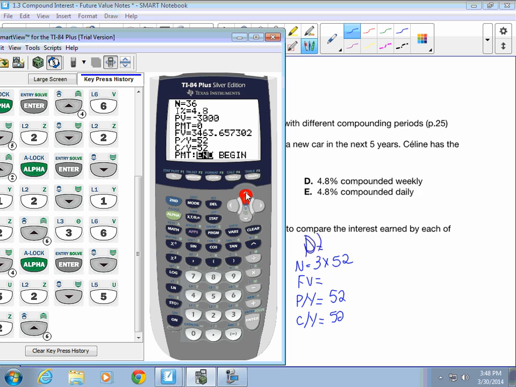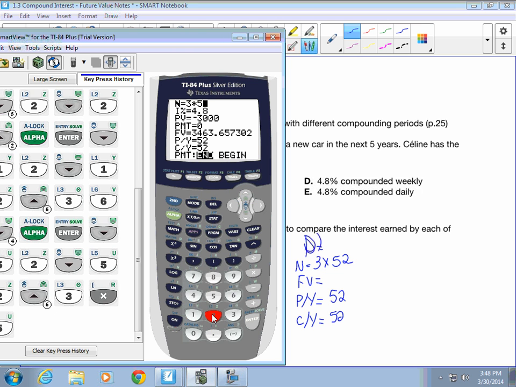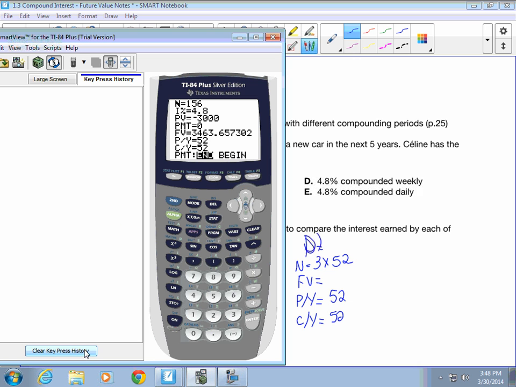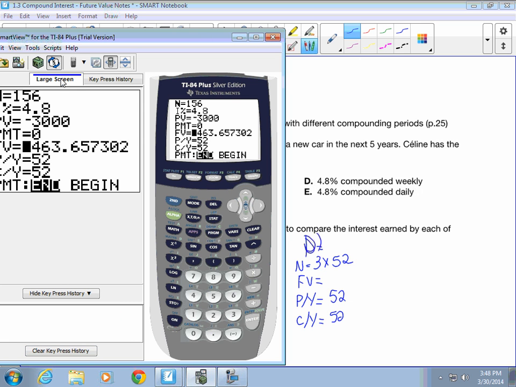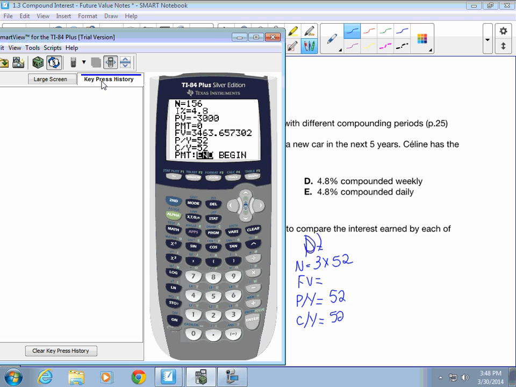3 times 52. Move down to our future value. Whoops, skipped over that. That's a lot of mumbo jumbo. So you do your alpha, enter, 34, 64, 42.